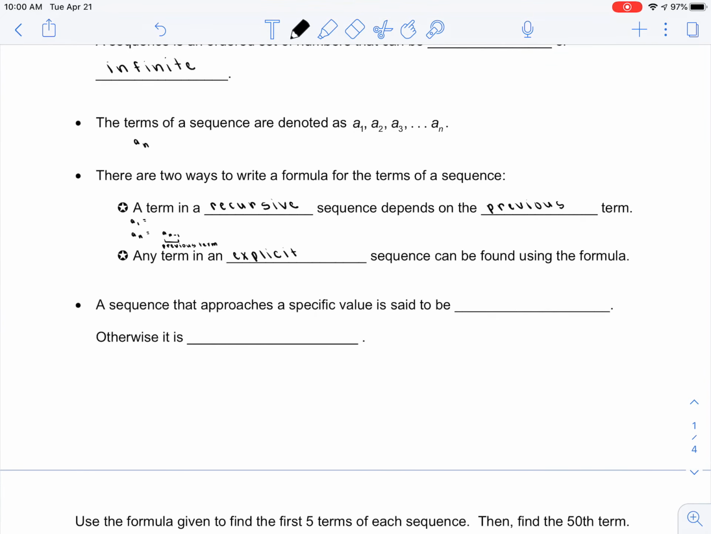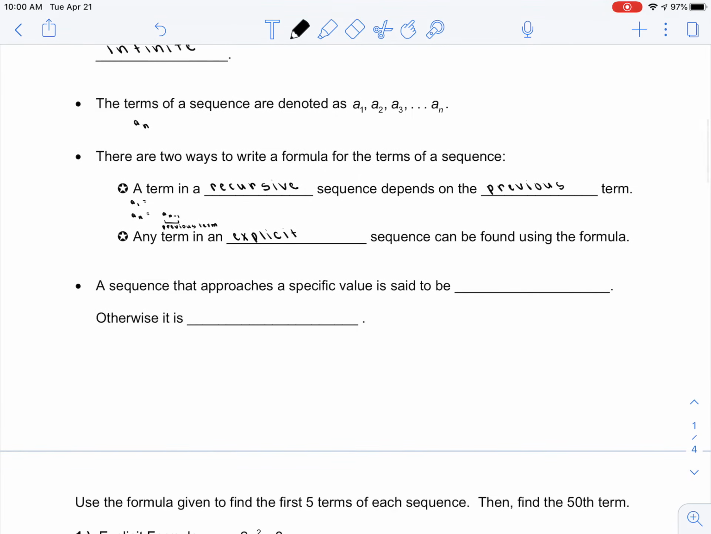and that's found using a formula. These are the easier ones where you can just directly sub in and find any term of the sequence using that formula. Another thing that we're going to look at with sequences is this idea of when you approach a specific value.